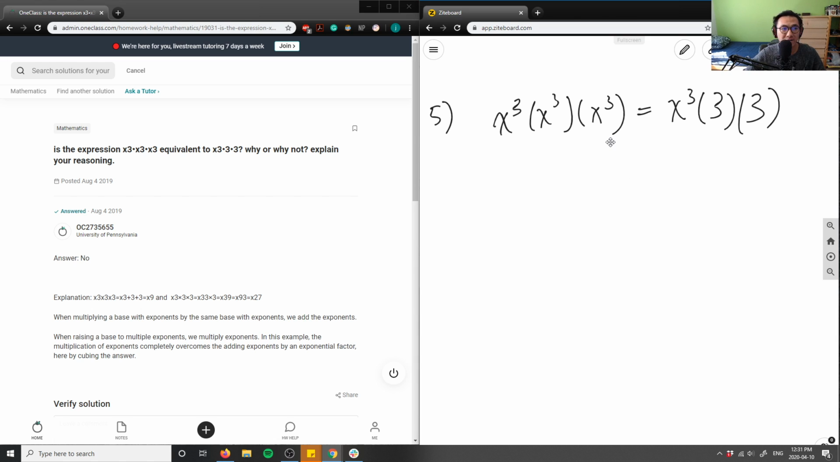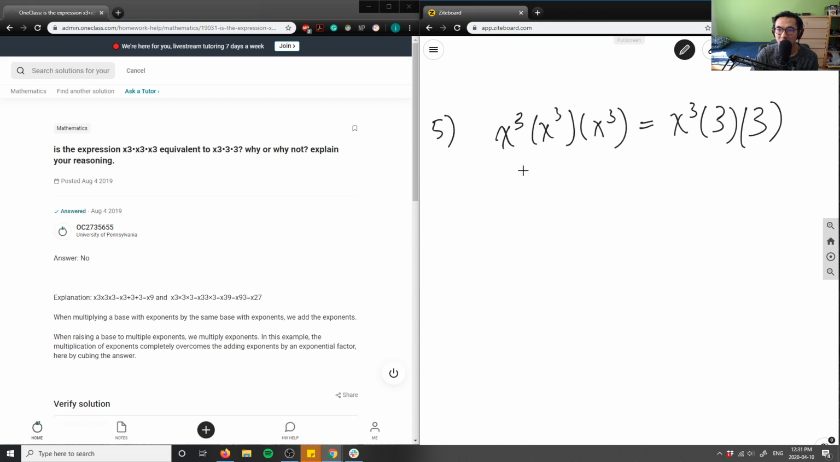All right, so I hope you had enough time to figure this out. This is the topic of exponent laws, right? If I have x cubed times x cubed times x cubed, whenever I'm multiplying the same base by the same bases, in this case the base is x, I can add the exponents. So x cubed times x cubed times x cubed equals x to the power of 3 plus 3 plus 3, which is x to the power of 9. So that's my left side here.